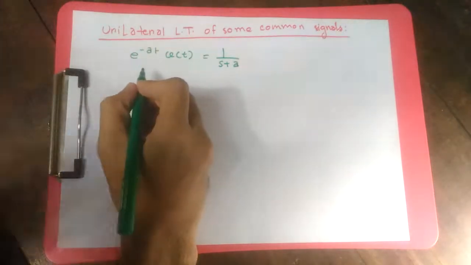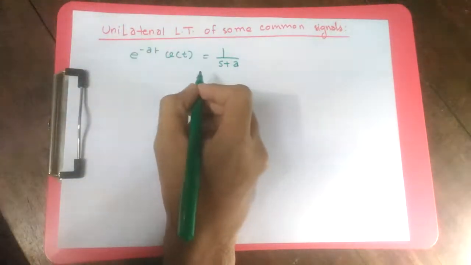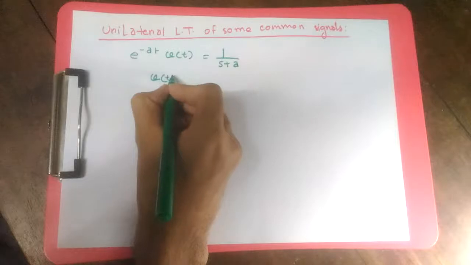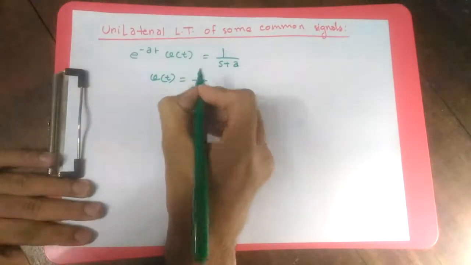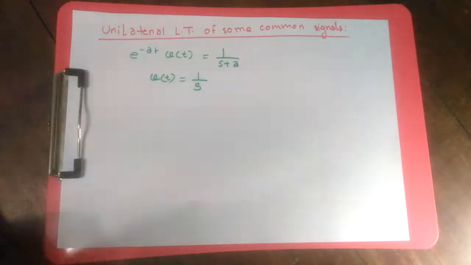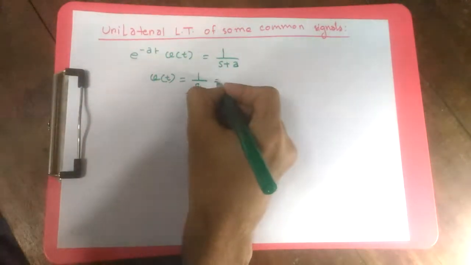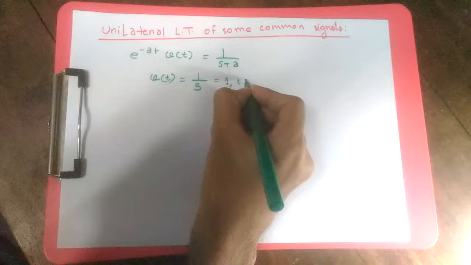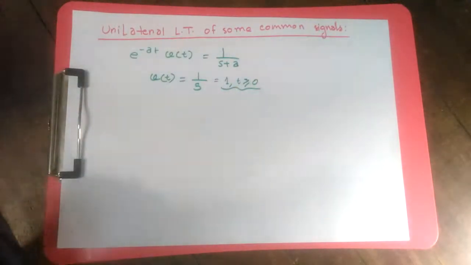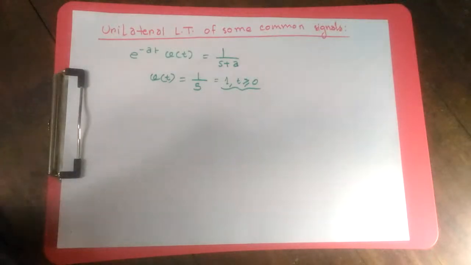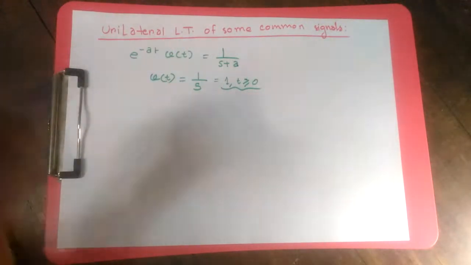Alright, and now if I make a 0, that means e to the power 0t, so just u of t, then it's going to be 1 over s. u of t is simply equal to 1 when t is greater than or equal to 0. So for 1 or u of t, the unilateral Laplace transformation is simply 1 over s.